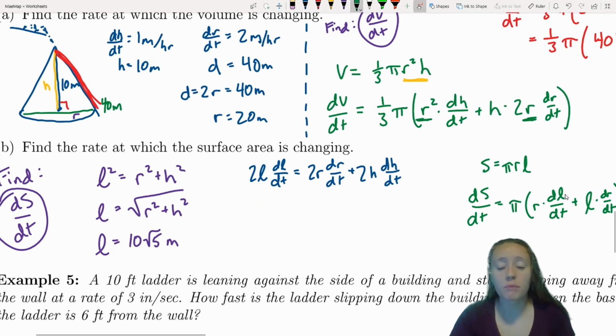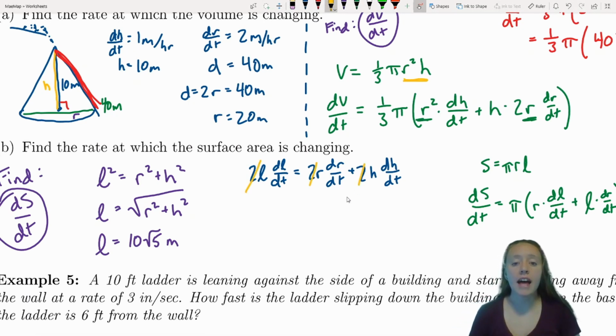All right, so now that I've moved everything over just a bit, to simplify this problem down, I can divide everything by 2 to get rid of 2. So I just have L times dL/dt equals r times dr/dt plus h times dh/dt. Remember, I already solved for my L. I know my r, dr/dt, my h, dh/dt, so I'll be able to solve for that still missing rate that I need, dL/dt.